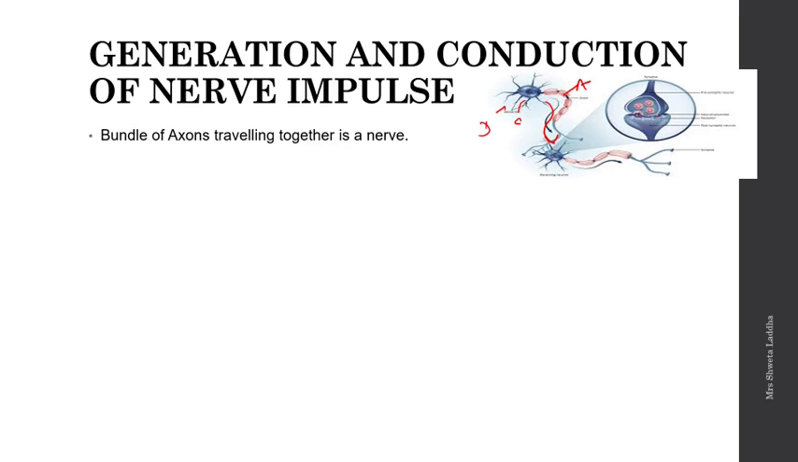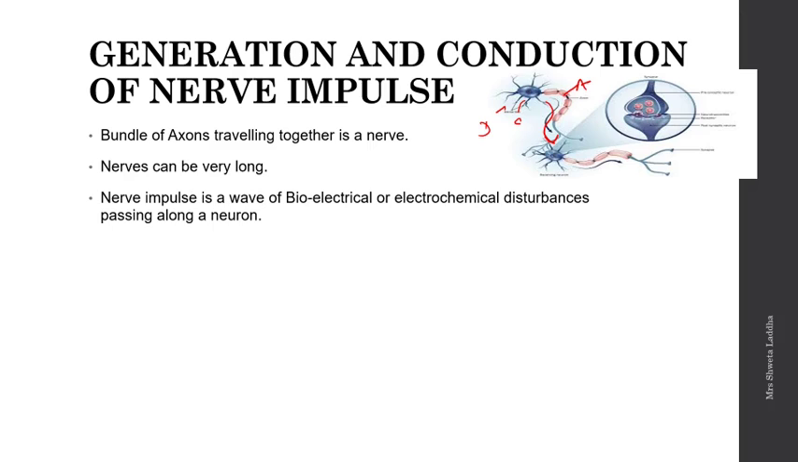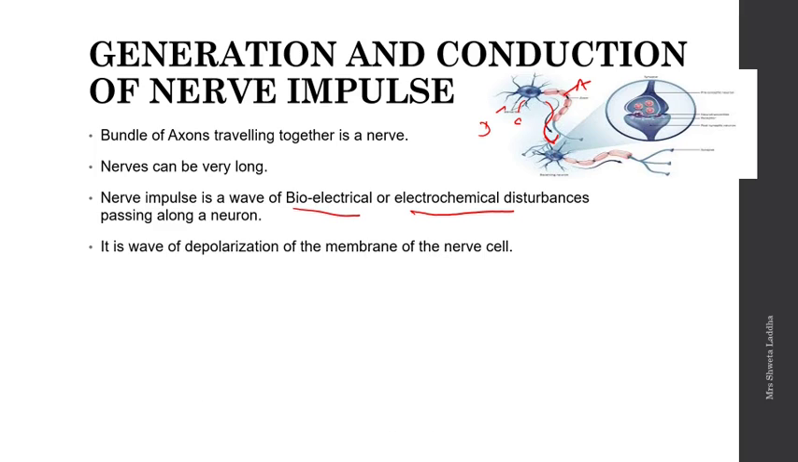Now, bundles of axons, if they are traveling together, we will call them a nerve. Nerves can be very long. A nerve impulse is a wave of bioelectrical or electrochemical disturbances. So, there are some electrochemical changes, or an electrical charge is developed. So, it is also called a bioelectrical disturbance that is passing along a neuron. It is a wave of depolarization of the membrane of the nerve cell. What is depolarization? You will get to know in a few minutes.